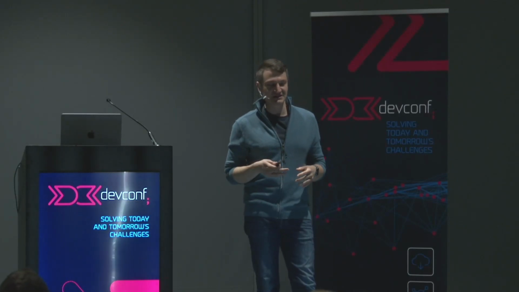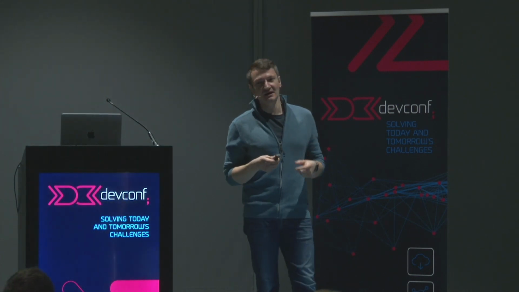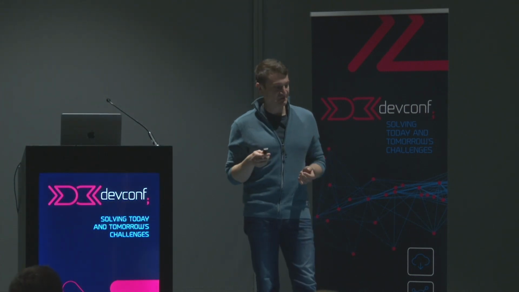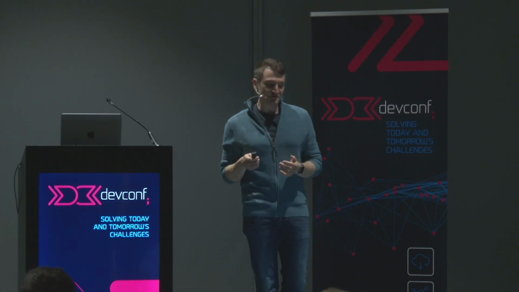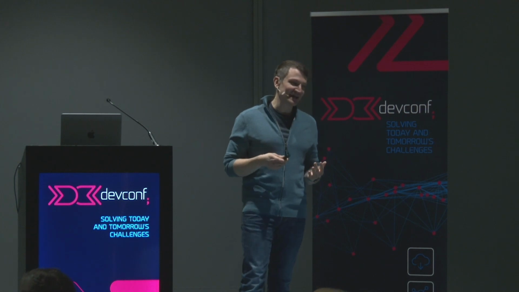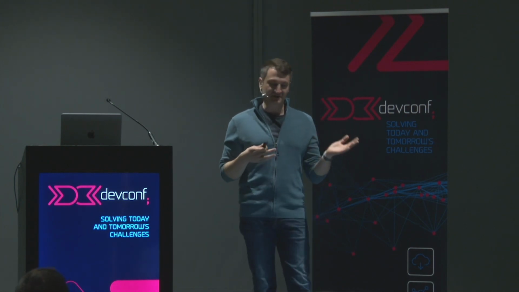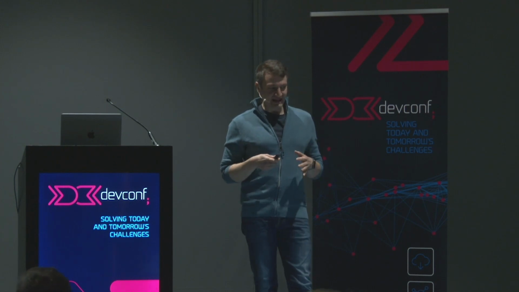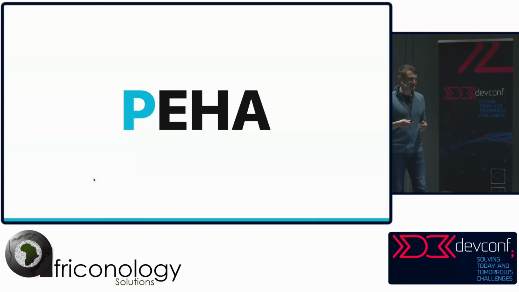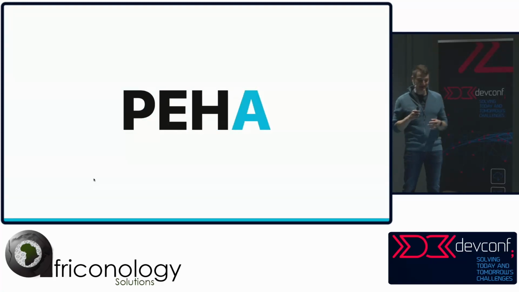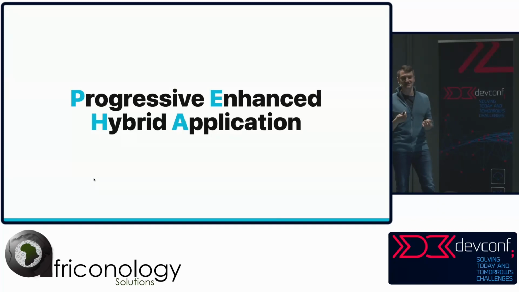And with single-page applications, we just explored the severe downsides, and a lot of us are dealing with those problems today. So how can we get improved performance, improved resilience, and improved accessibility without losing all the benefits we get from SPAs, for example? And my answer to this is we have to go back to the future. And by this, I mean we have to build PEHAs. And by that, I mean progressive enhanced hybrid applications.